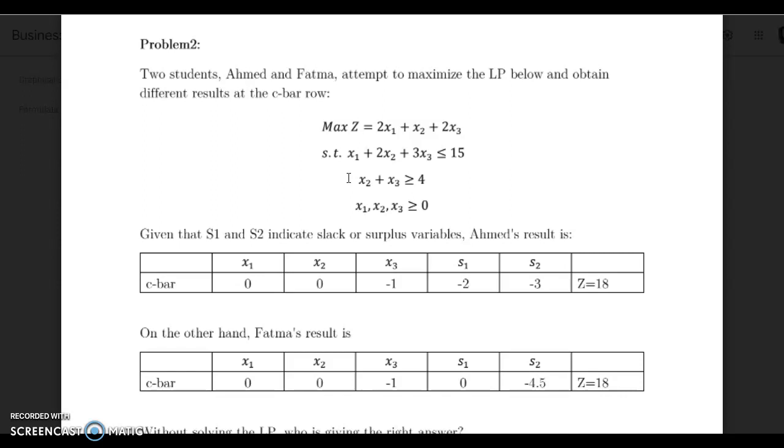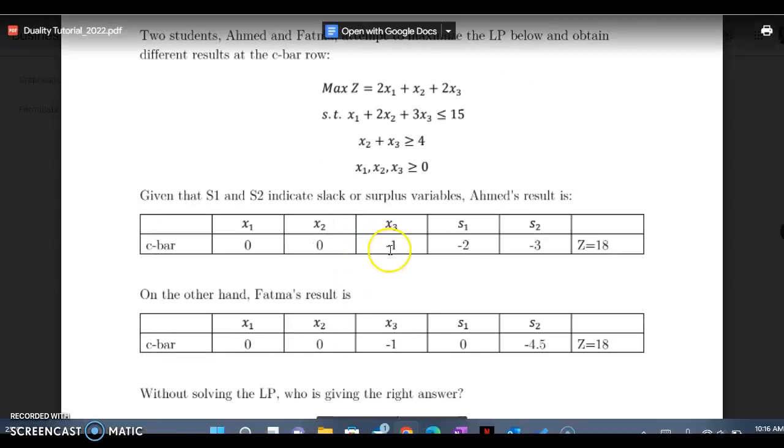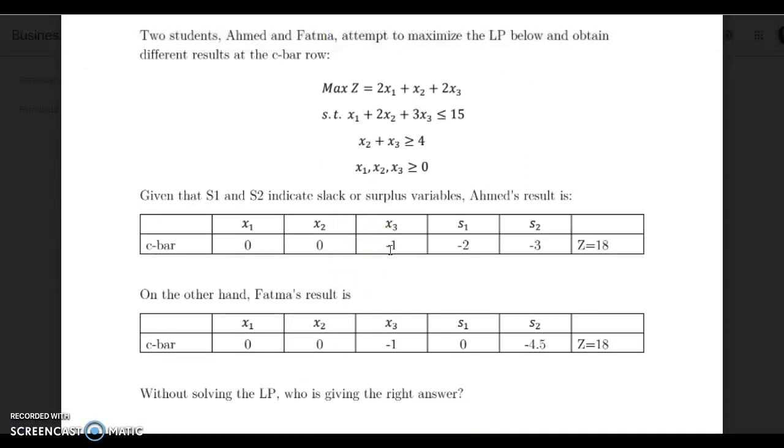And looking at the two tableaus, the C-bar values are either 0 or negative, which means that we're dealing with a minimization problem, which is not the case. So we can deduce that the students are trying to solve the dual and not the primal. After keeping these details in mind, we would be able to tell who is giving the right answer and who did it the wrong way.